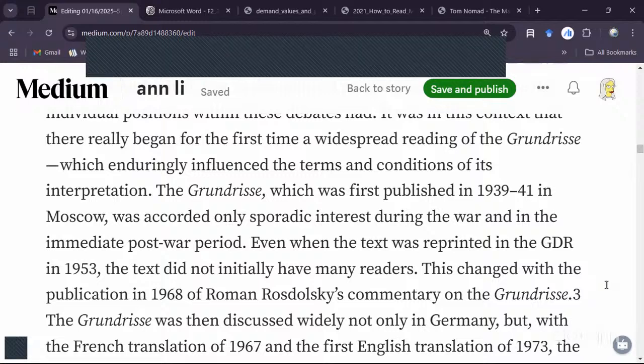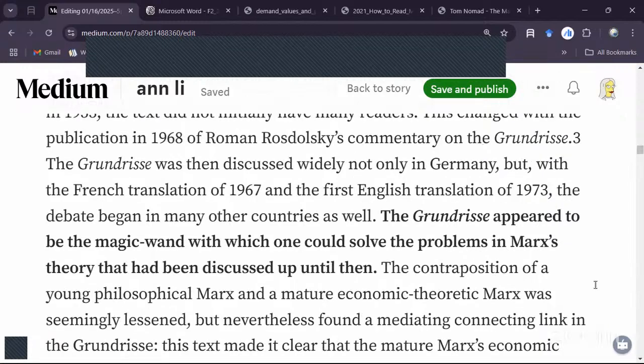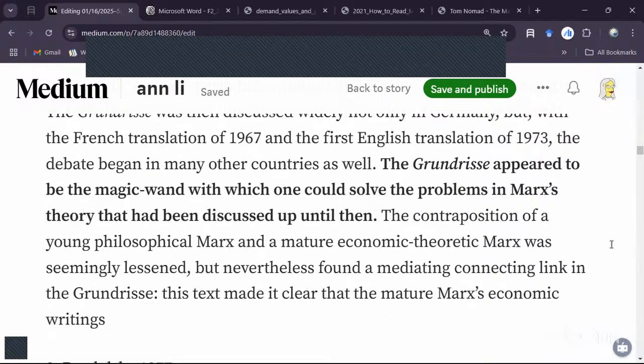The Grundrisse was then discussed widely, not only in Germany, but with the French translation of 1967 and the first English translation of 1973, the debate began in many countries as well. The Grundrisse appeared to be the magic wand with which one could solve the problems in Marx's theory that had been discussed up until then. The contraposition of a young philosophical Marx and a mature economic theoretical Marx was seemingly lessened, but nevertheless found a mediating, connecting link in the Grundrisse.